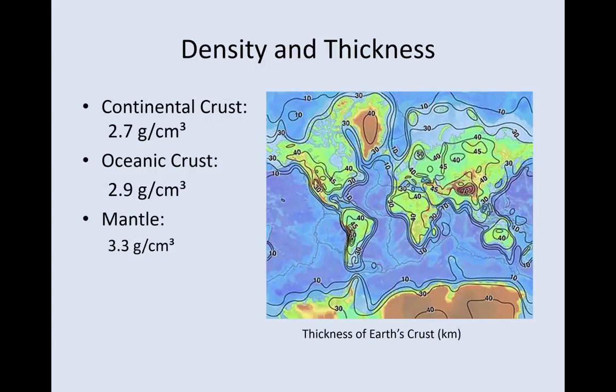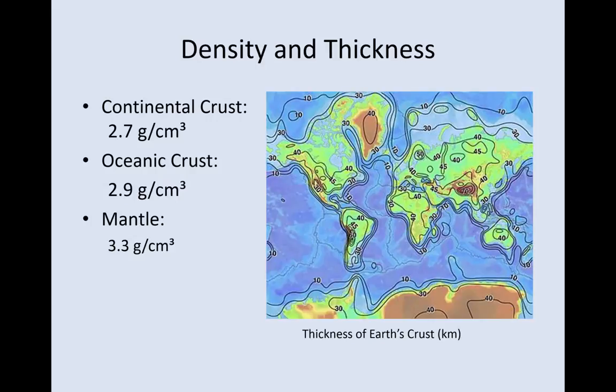If we look at density, continental crusts are a little bit less dense than oceanic crusts, 2.7 grams per cubic centimeter as opposed to 2.9 grams per cubic centimeter. This contrasts with the mantle, which is a bit denser at 3.3 grams per cubic centimeter. So we can actually think about the crust, both continental and oceanic, floating on top of the mantle.